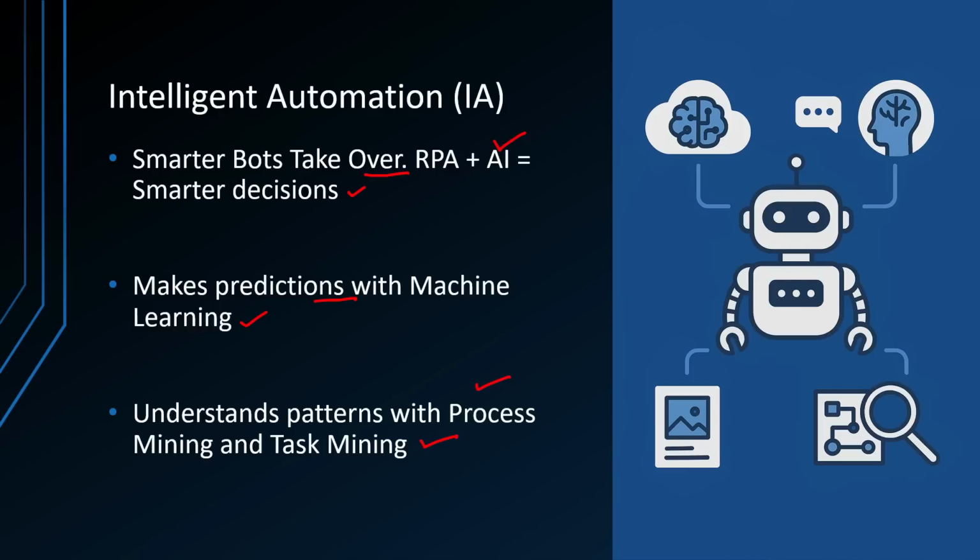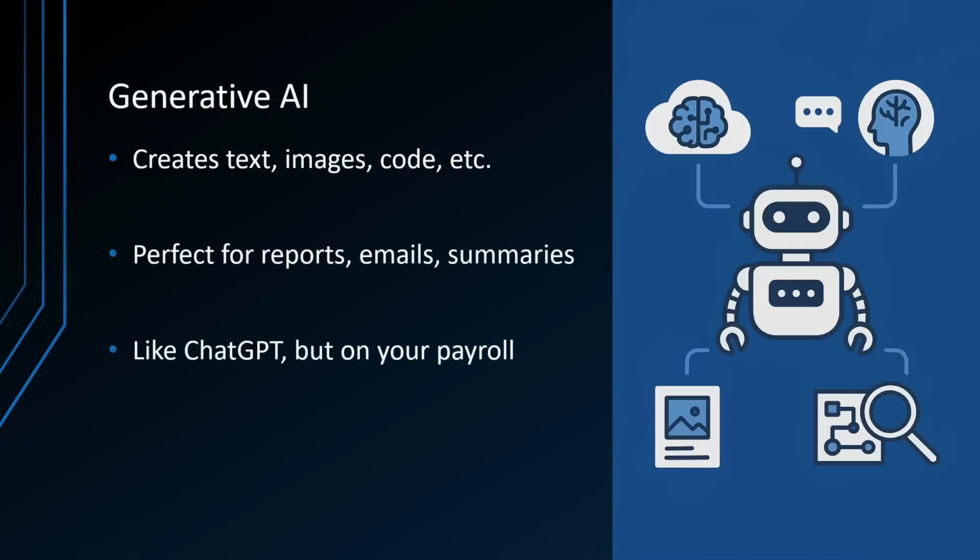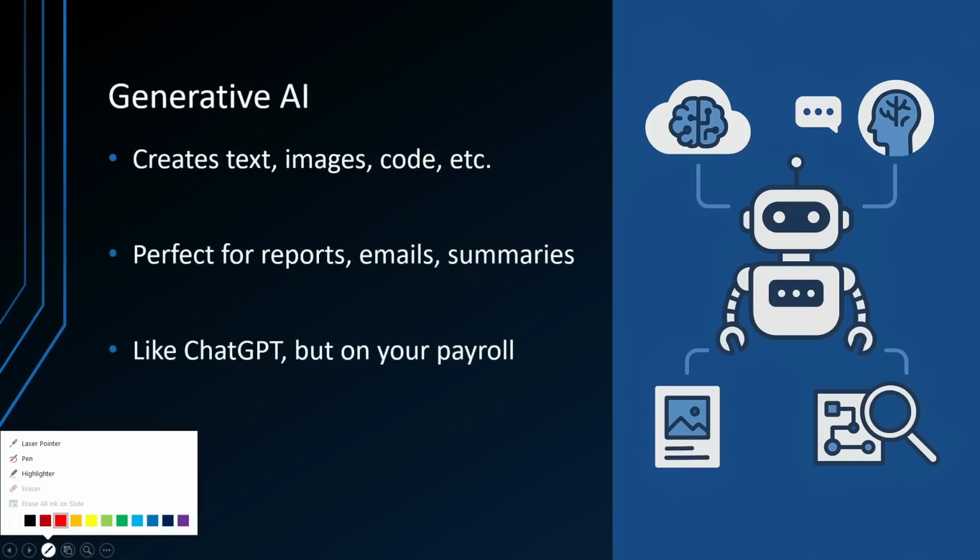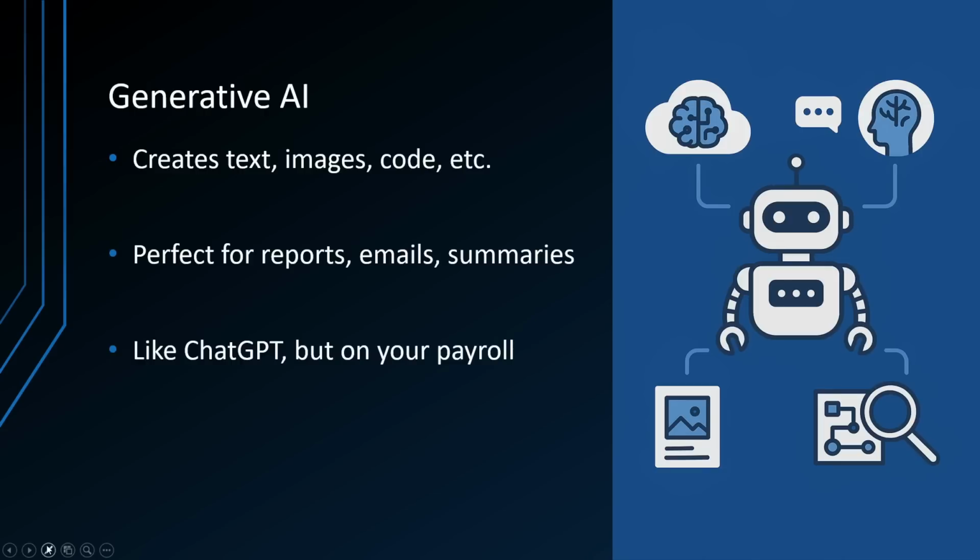Let's move on to the next concept, which is generative AI. This is everyone's favorite, right? This is your ChatGPT as well. Generative AI can create text, it can create images, it can write code. It is perfect for reports, emails, summaries of the meetings, of course, and ChatGPT. So if Edwin created ChatGPT, that was obviously something on Edwin's payroll, right?